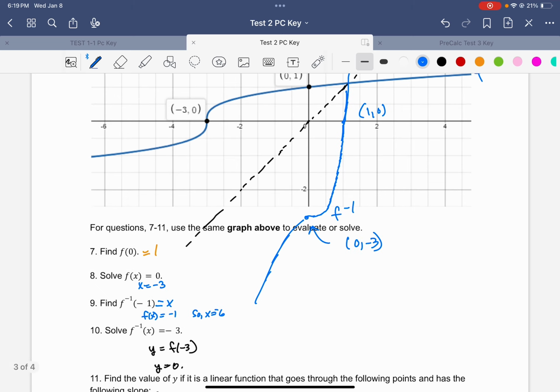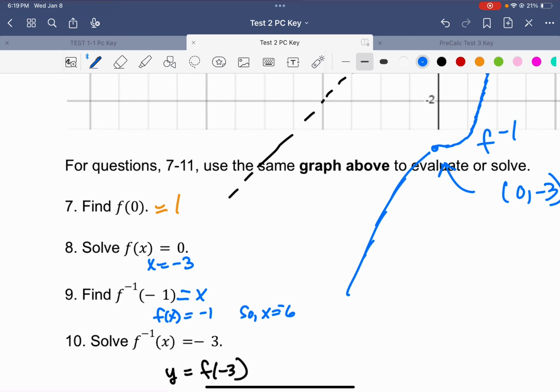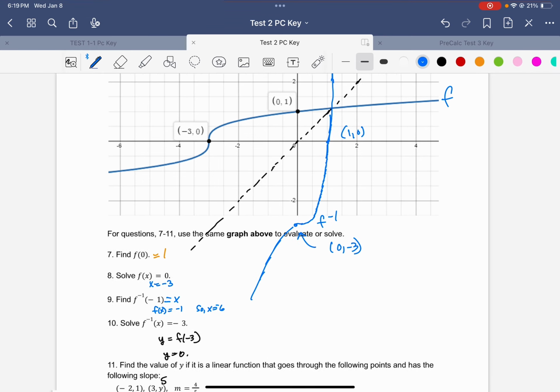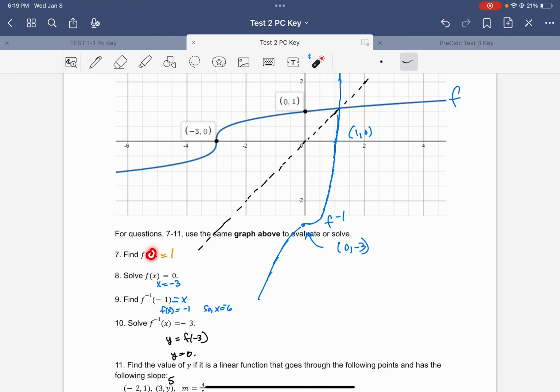All right. So then they say, use the graph to evaluate. So if I do f of an input of 0, I get an output of 1. Check. It says what x value gives you a y of 0? Well, I do this, and this is the x value that gives you a y of 0. So it's -3. Here, it says f inverse of some y.